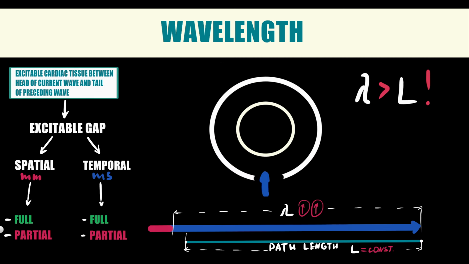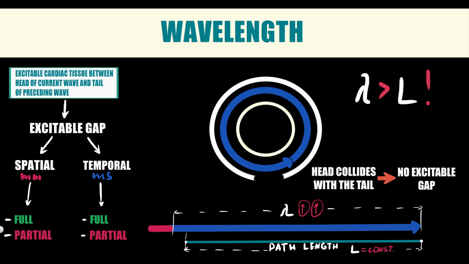In this case, the arrowhead goes around the circuit and, after colliding with the tail, expires. So there is no excitable gap in this case. No excitable gap means no excitable tissue for further maintaining of reentry, thus reentry disappears.